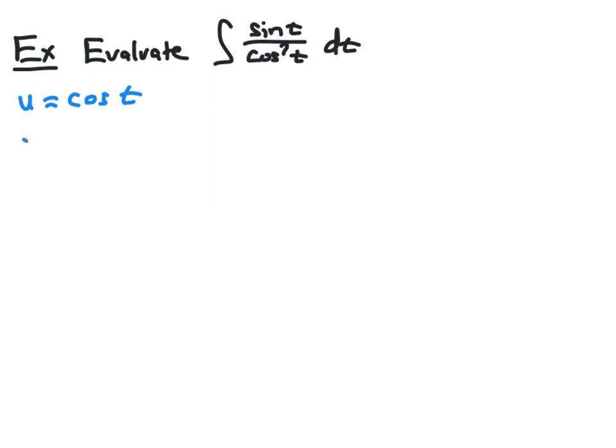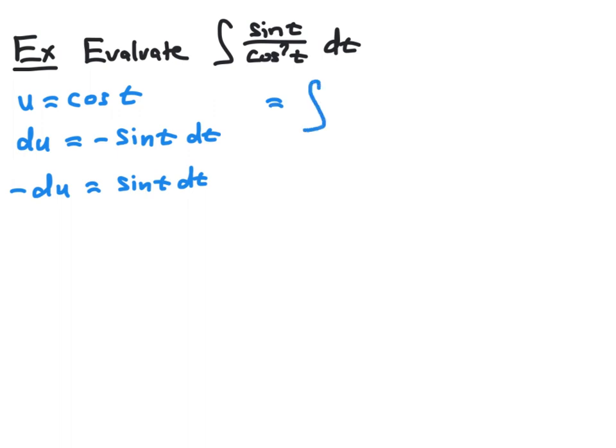So if u is cosine of t, du must be the derivative of that, which we know is negative sine of t dt. Now we notice here that we have a sine of t dt, but we're missing the negative. And so here we can rewrite this as negative du as sine of t dt. And now we're ready to go with our substitution.